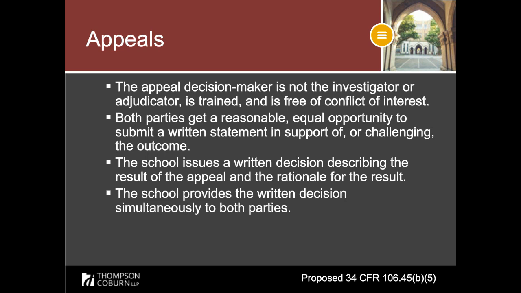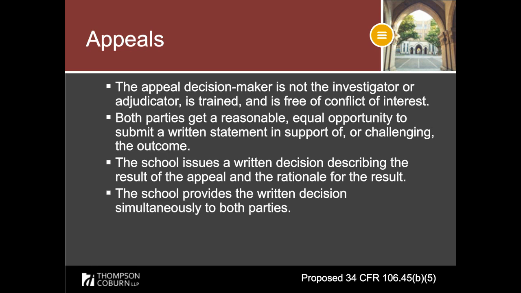But what is very clear is that the investigator and the adjudicator cannot be the same person. Your adjudicator can be neither your investigator nor your Title IX coordinator. Got to be somebody completely independent. And whoever's doing the appeal also has to be a different person, right? Both parties get a reasonable, equal opportunity to submit a written statement. The school issues a written decision, and the school provides written decisions simultaneously to both parties. So pretty light around the appeal.